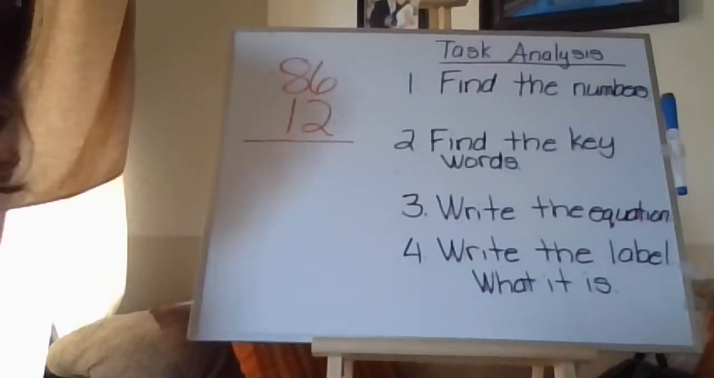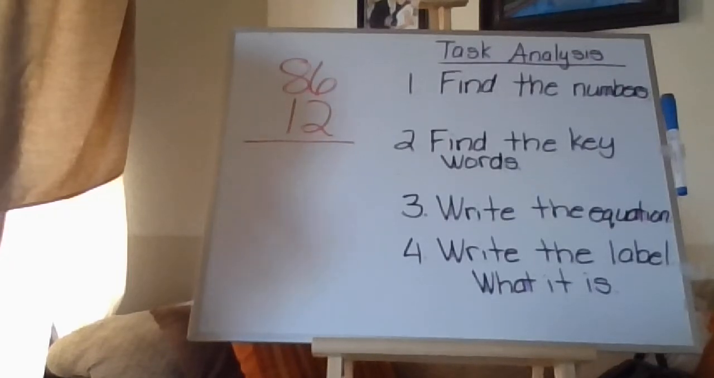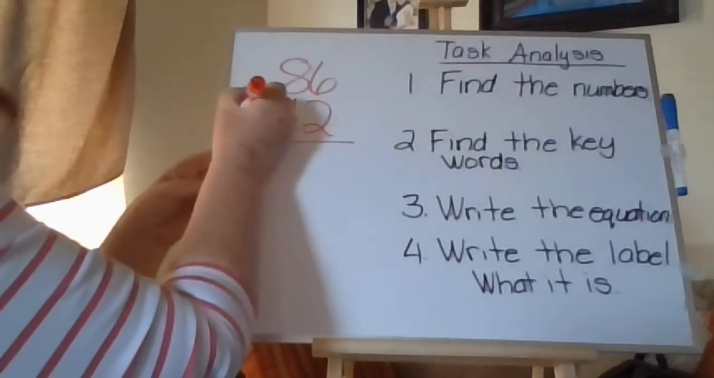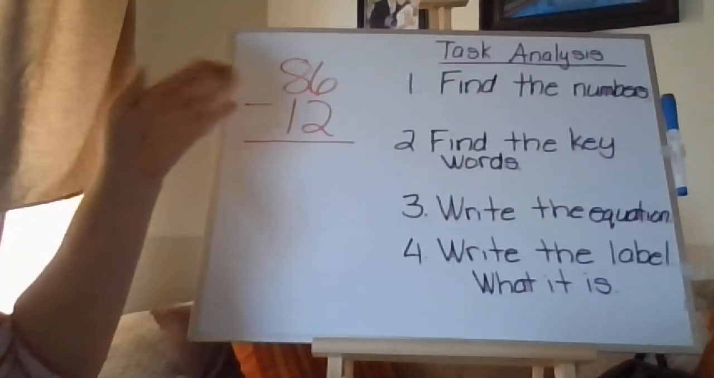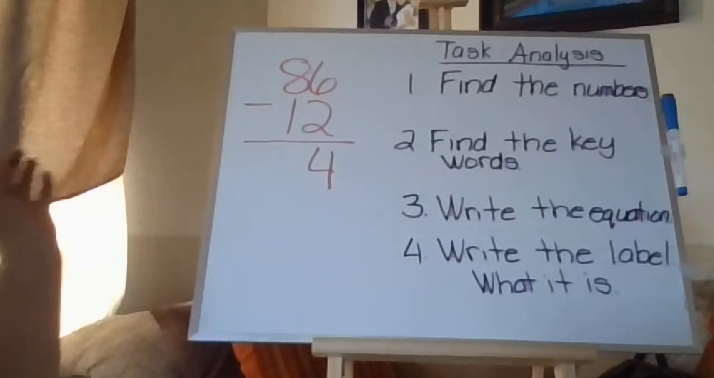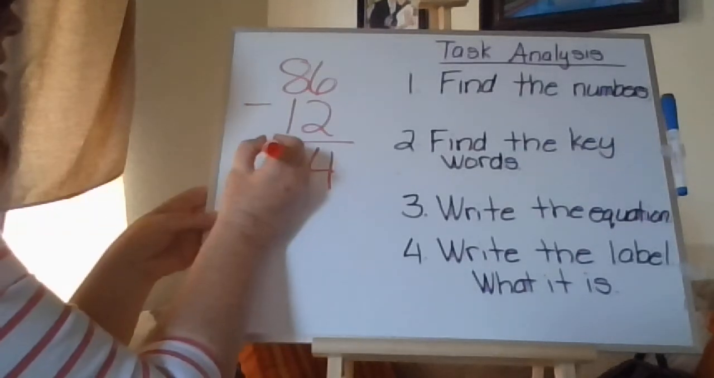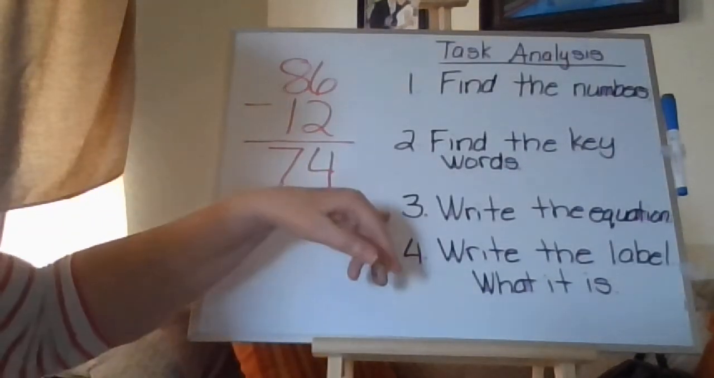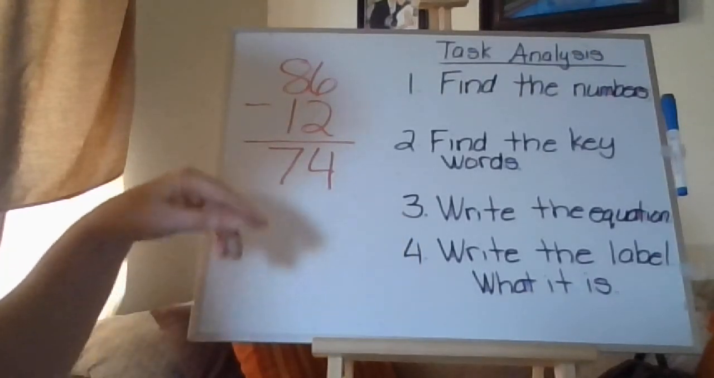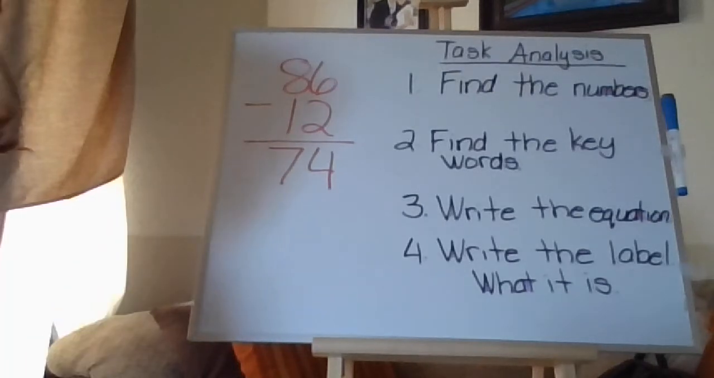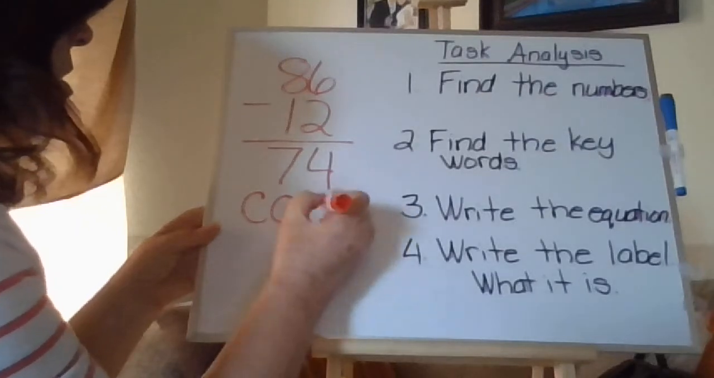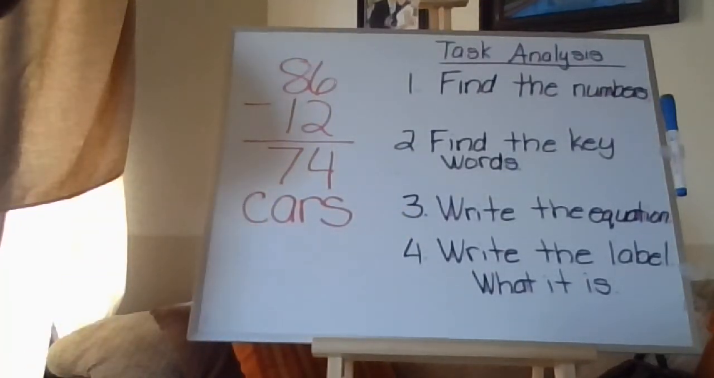So boys and girls, what were the key words? Have left. What do we do? Add or subtract? Subtract. Good. So let's do it. 6 minus 2 equals 4. 8 minus 1 equals 7. Okay, 74. So now we've written an equation. We need to write our label, or what is it that we're talking about? Jaden had 86 what? Cars. Great job. So we're going to write the word cars with our answer.